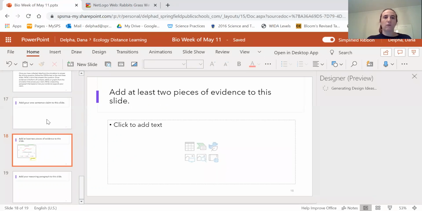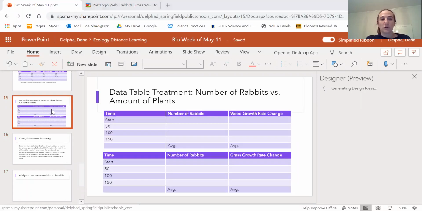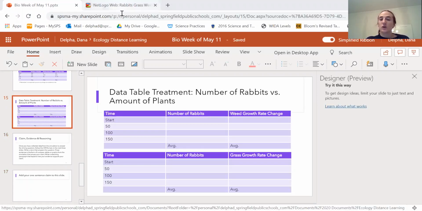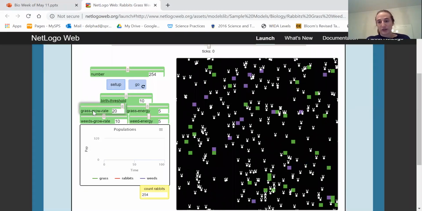Okay, so that's pretty much it for the simulation. Remember, when you're doing an experiment or simulation, only change one thing at a time. So we're either changing the grass grow rate or the weed grow rate. We're not changing the energy, we're not changing the birth threshold, and we're not changing the number we start with. We're only changing how much the grass grows or how much the weed grows to see how that affects our population of rabbits.